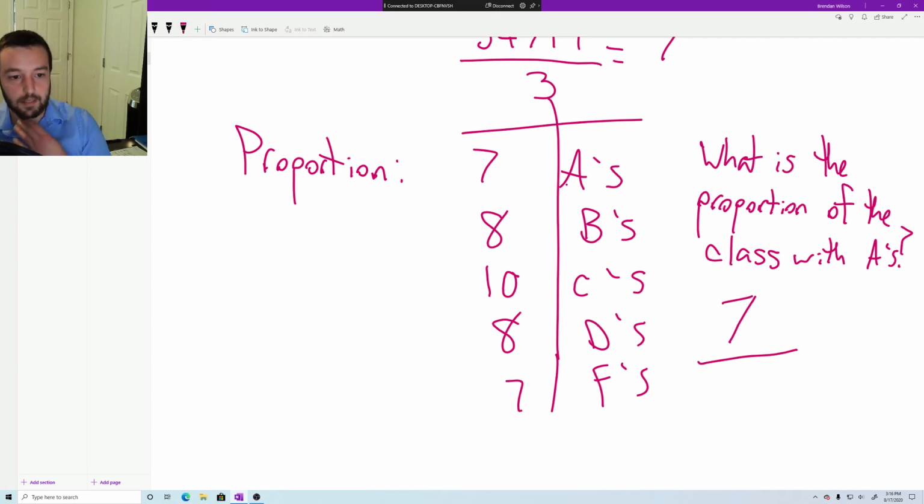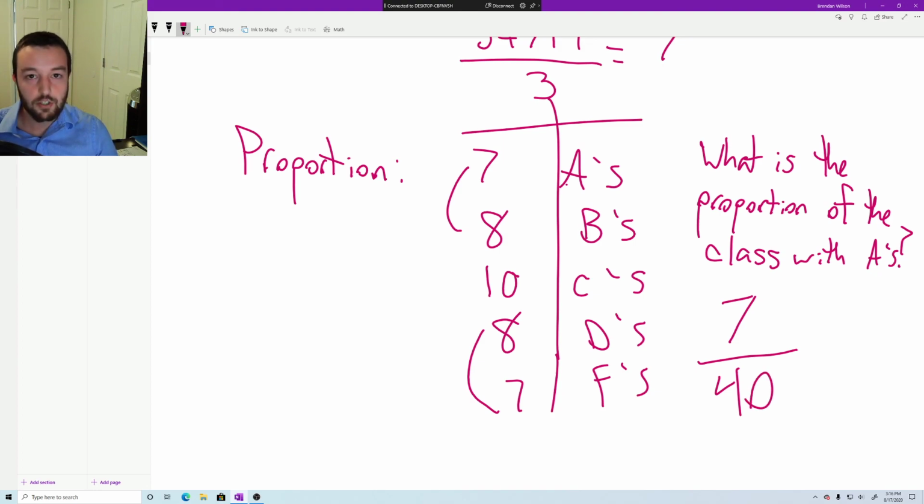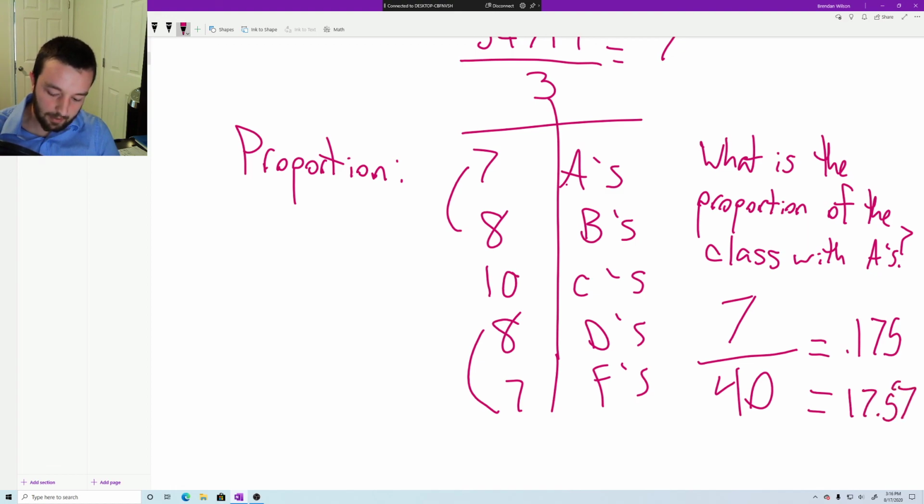So we can go through and add up the 7, the 8, the 10, the 8, and 7. 8 plus 7 is 15. So 15 here is 30, plus 10 is 40. Right. So 7/40ths of the class got A's. If we want a more meaningful answer, we can pop that in the calculator here. This would be 0.175, and you should know how to turn this into a percent. So this is 17.5%.